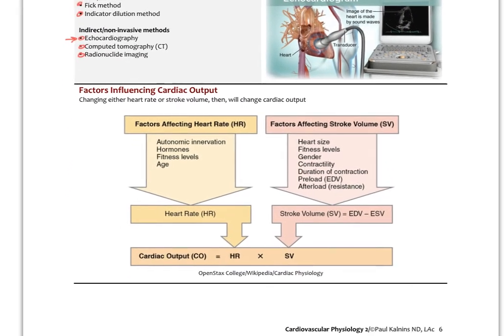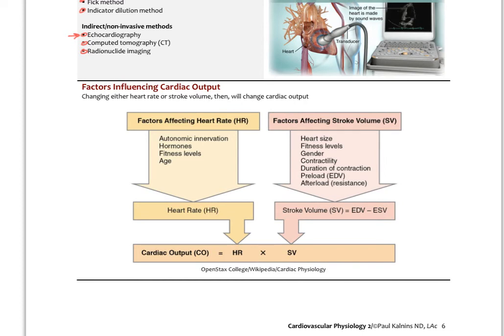Now, very importantly, we need to know what are the factors that influence cardiac output. So changing either the heart rate or the stroke volume is going to change cardiac output. So what factors affect heart rate? Well, we've already talked about that. So autonomic intervention, sympathetic and parasympathetic tone. Increased sympathetics would increase your heart rate. Hormones, we talked about some of those. Thyroid hormones, for example, but also different drugs and whatnot like caffeine would increase your heart rate. Your fitness level and your age, all these would affect heart rate.